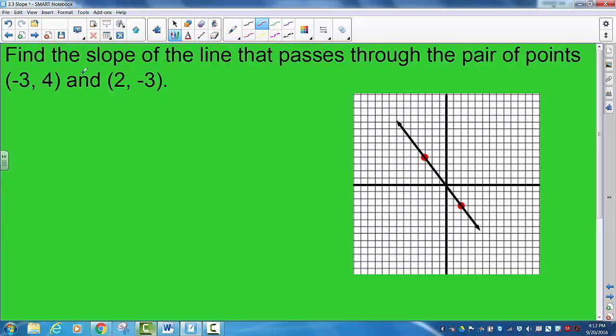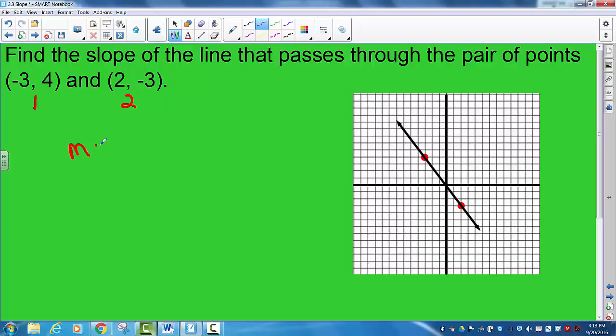All right, your turn. Find the slope of the line that passes through the pair of points -3, 4, and 2, -3. Pause the video, try this, and get back to me. So we've got -3, 4, and 2, -3. This time we'll let this one be number 2 and this one be number 1, just to mix things up. You might have done it differently, that's okay.